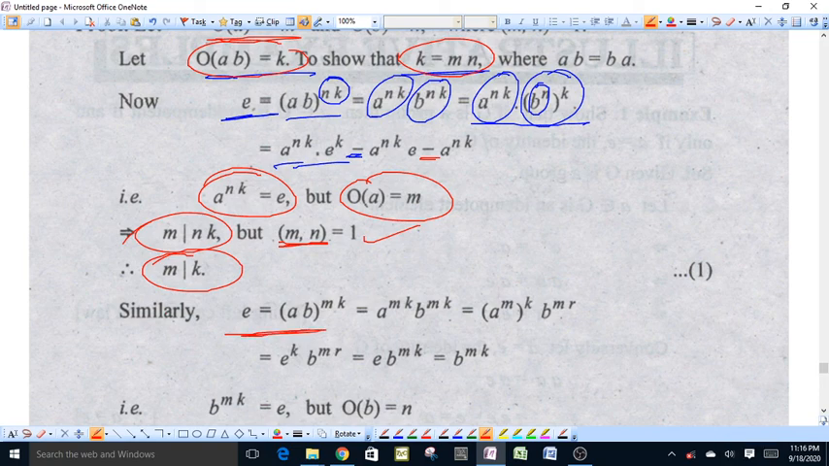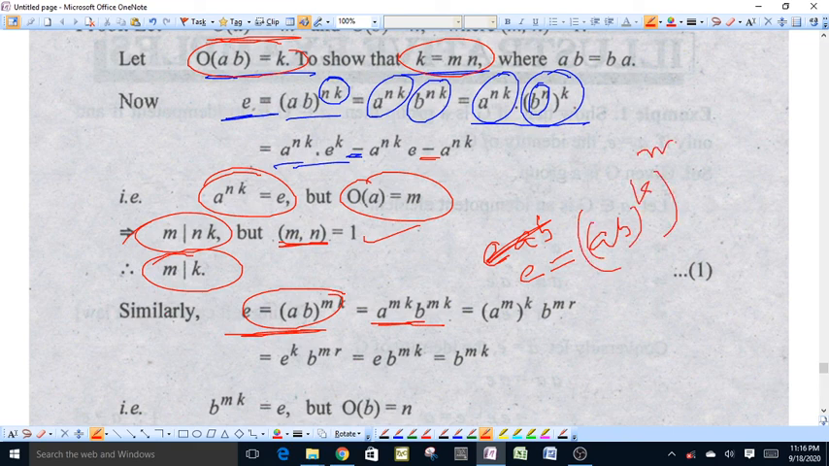Now, E is equal to (AB) raised to power Mk. This will be equal to A raised to power Mk and B raised to power Mk. This can be written as such because the order of AB is equal to K, so (AB) raised to power K is equal to E, because the order of AB is equal to K.